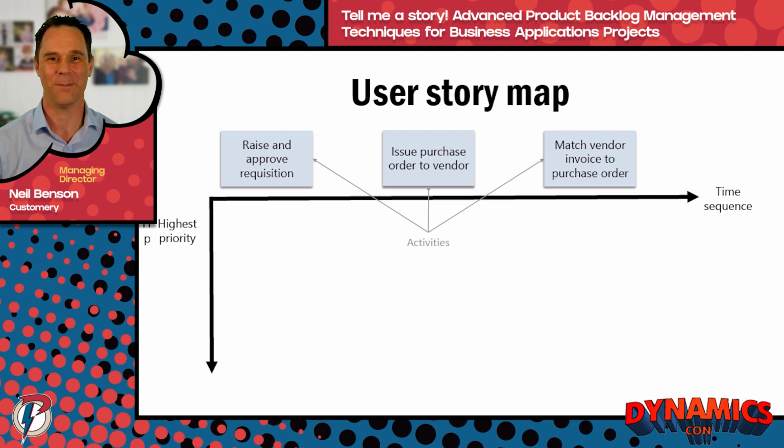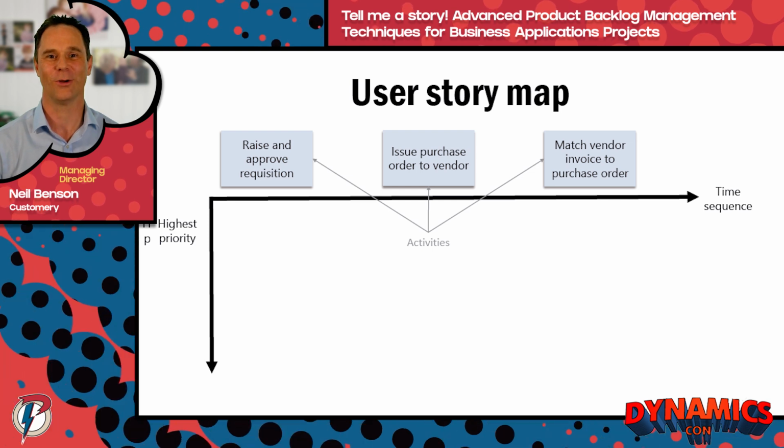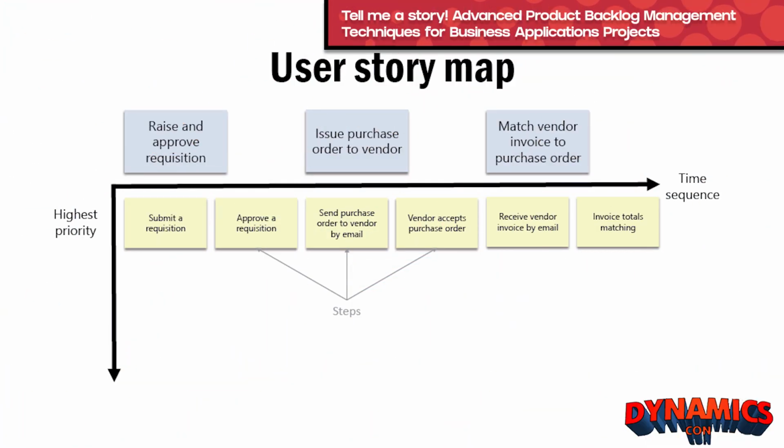Here are the 3 major activities in our purchasing process: raise and approve requisitions, issue purchase order to a vendor, and match a vendor invoice to our purchase order. In this example, we have 6 steps under our activities. This is a simple example, so there are just 2 steps under each activity, but it doesn't usually work out as neatly as that. When we read the steps from left to right, we call this the narrative flow in user story mapping.